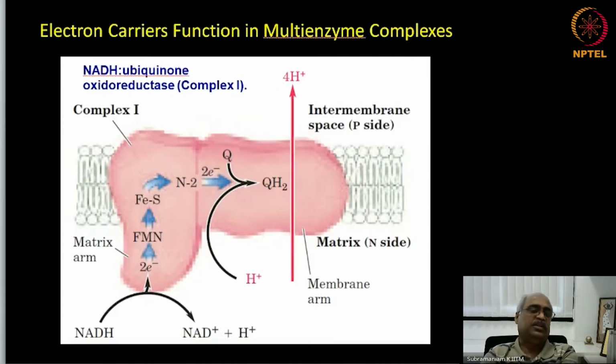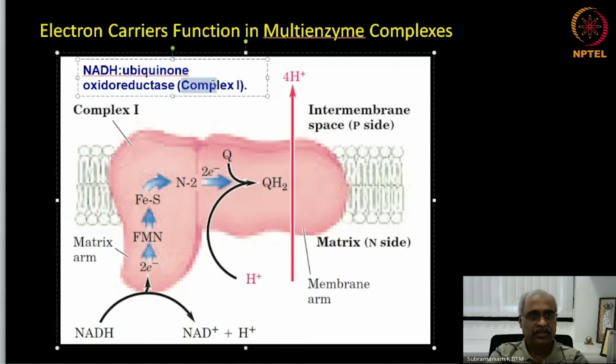Okay. So now to the actual structure. This is the multi-enzyme complex called complex 1. It is also known as NADH-ubiquinone oxidoreductase. So that is the job it does. It oxidizes NADH and reduces ubiquinone. So that's the oxidoreductase.